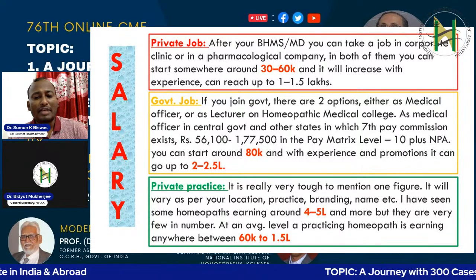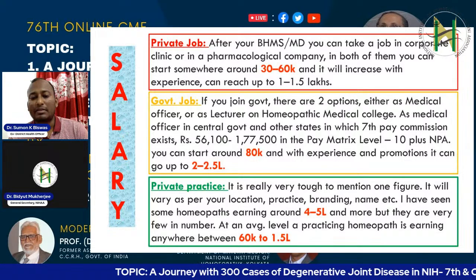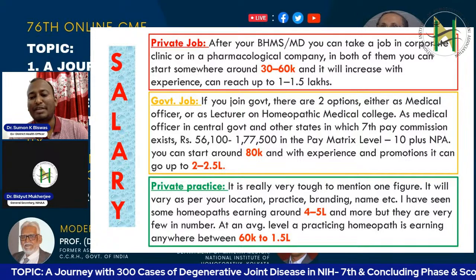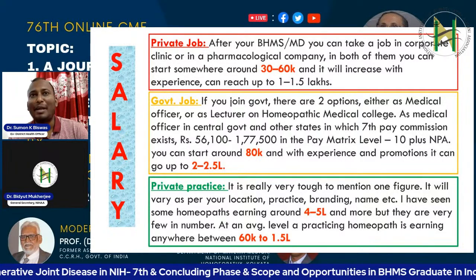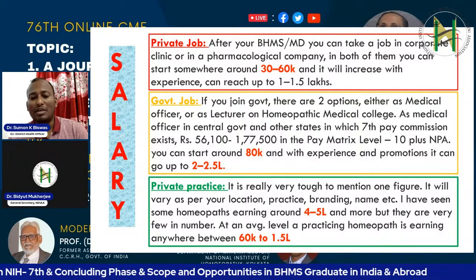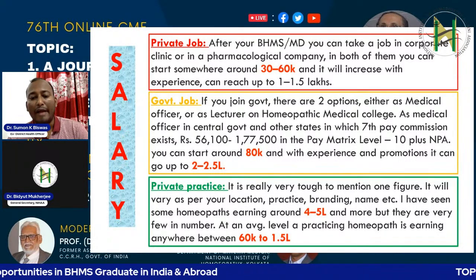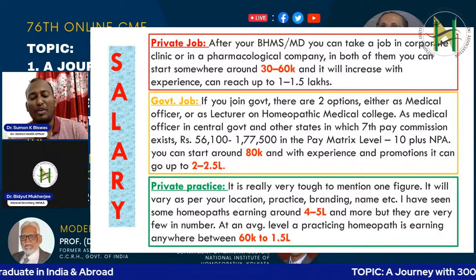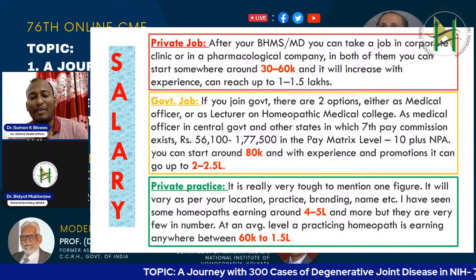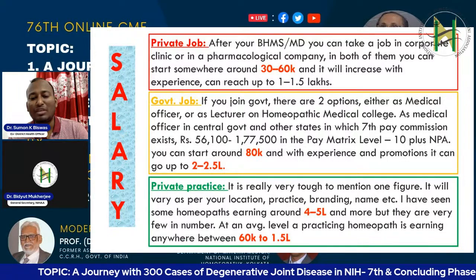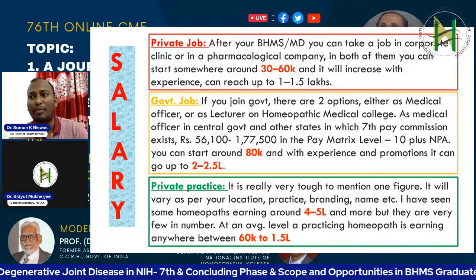And private practice actually depends upon our own skills, so it is hard to mention in one figure. It will vary as per your location, your practice, branding, advertisement, name, etc. I have seen some homeopaths who are earning around 4 to 5 lakhs and more, but they are very few in number. On average, a BHMS graduate can start with 50 to 60,000 and up to 1.5 lakhs if you start your clinical practice right after completing your BHMS.